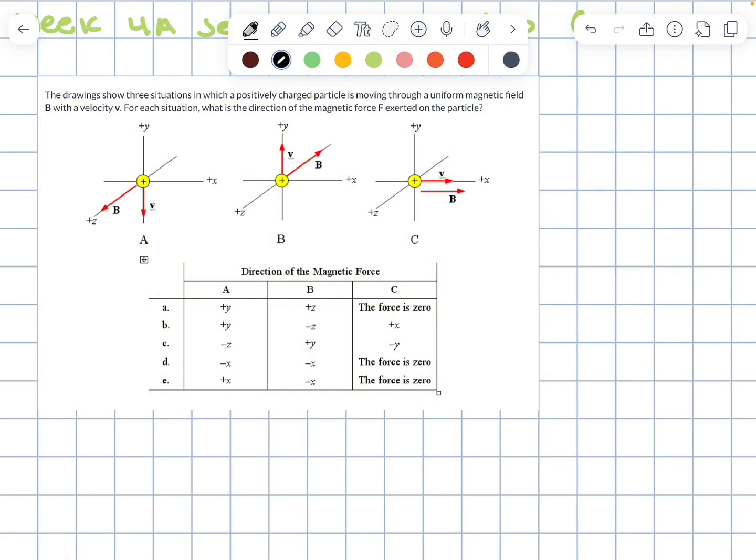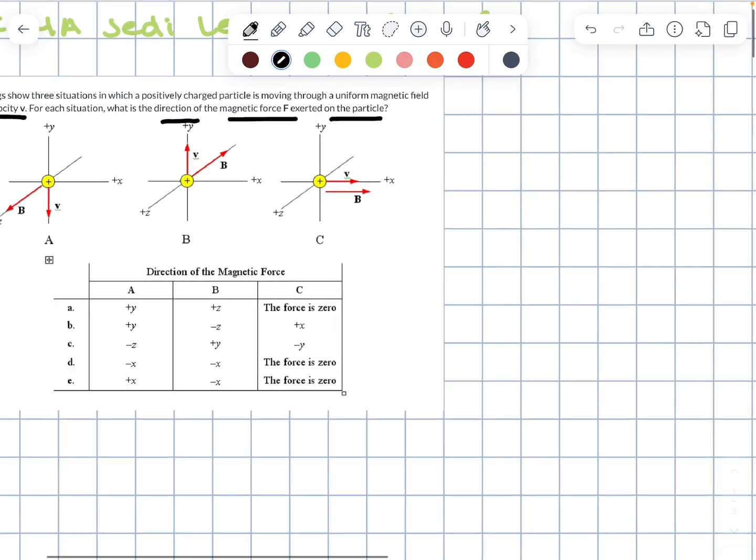The drawings show 3 situations in which a positively charged particle is moving through a uniform magnetic field B with a velocity v. For each situation, what is the direction of the magnetic force F exerted on the particle? Alright, so we're trying to find the direction of the magnetic force F using the information that we're given from these 3 images here. So the first thing I want to do is define some of our variables.